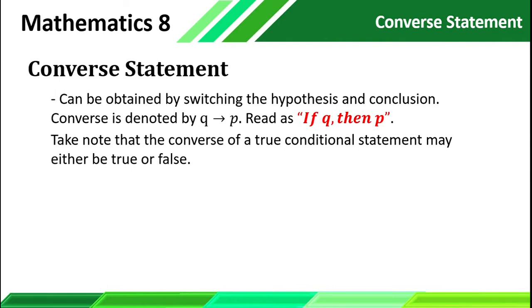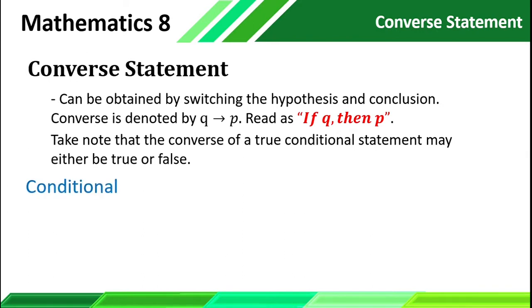Let's have the converse statement. When we say converse statement, it can be obtained by switching the hypothesis and conclusion. Converse is denoted by Q implies P, read as if Q then P. Take note that the converse of a true conditional statement may either be true or false.